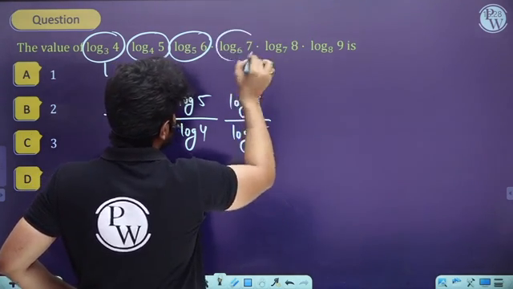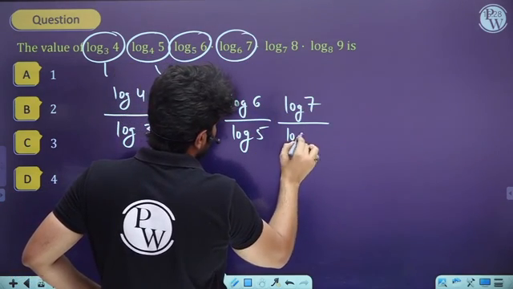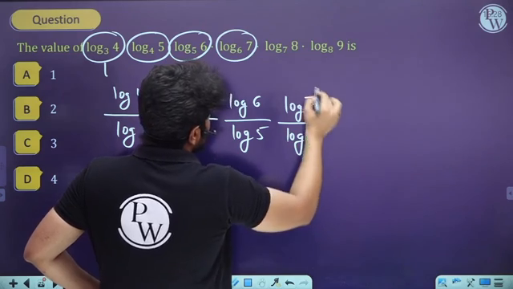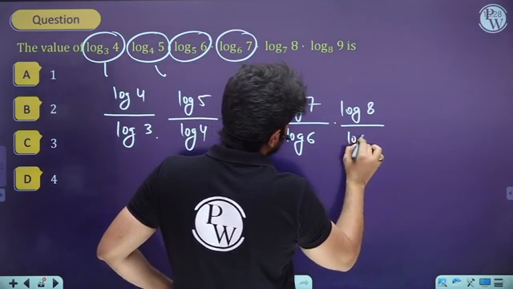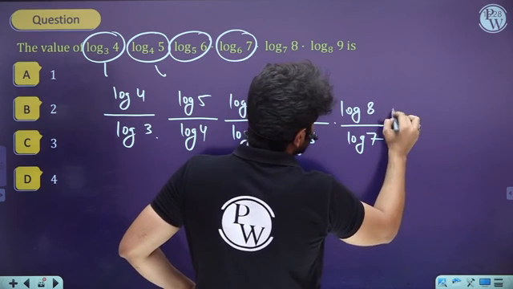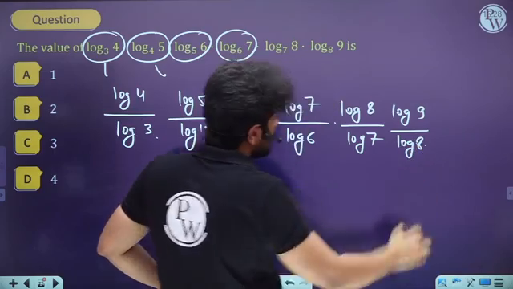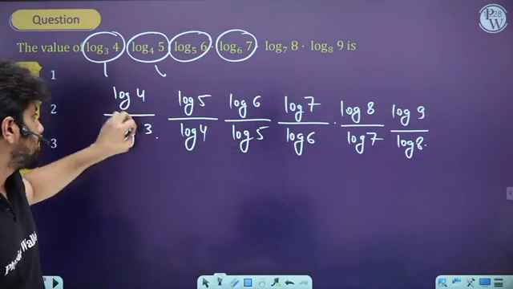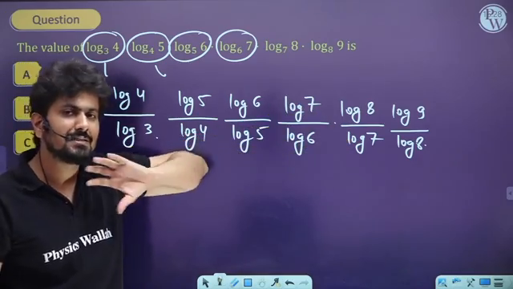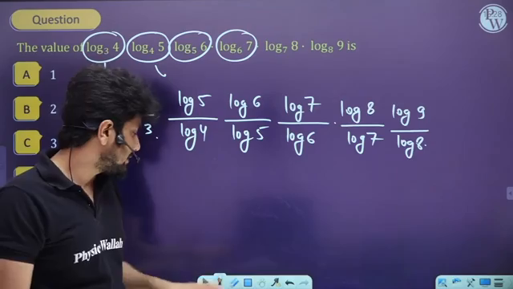Then multiplied by log 7 to the base 6, which can be written as log 7 upon log 6. Log 8 to the base 7 can be written as log of 8 upon log of 7. Log 9 to the base 8 is log 9 upon log 8. All of these things are in multiplication. I have changed the base, and each of these logs has base 10. If I am not mentioning the base, you can consider the base as 10.